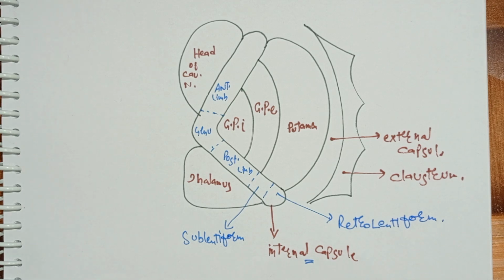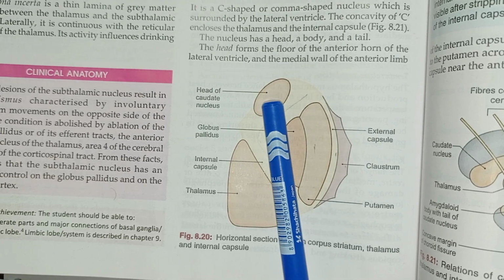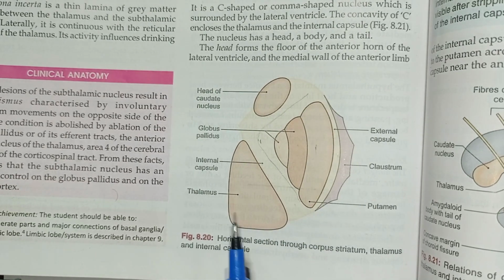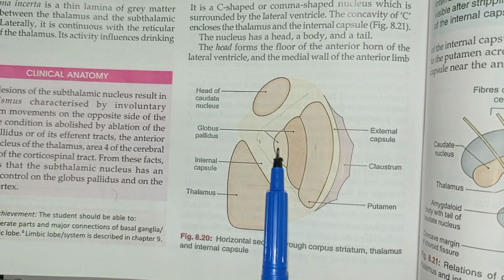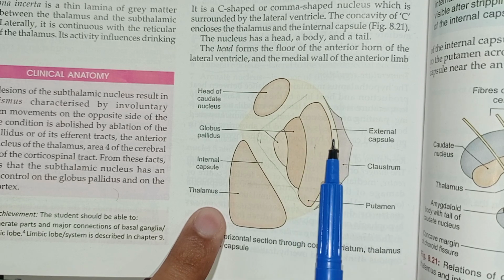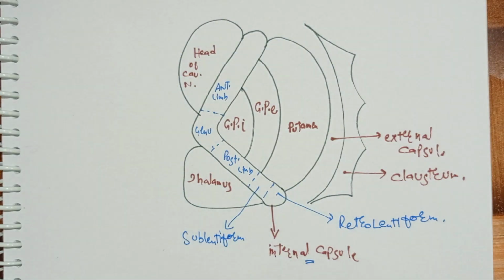I will show you this diagram from the book. This is the diagram in the book. This part is head of caudate nucleus. This is the internal capsule. This is thalamus. This is the globus pallidus; this part is globus pallidus internus and this is globus pallidus externus. This is putamen. This is external capsule, and this is claustrum. Diagram 8.20. So this is the diagram you'll make in your examinations.